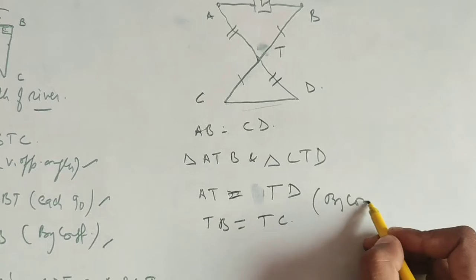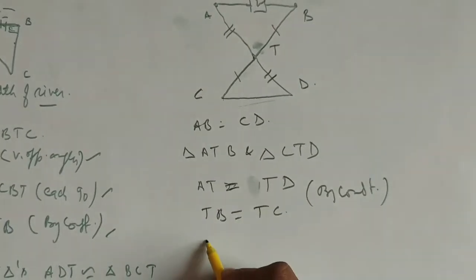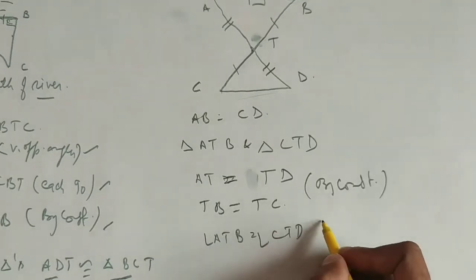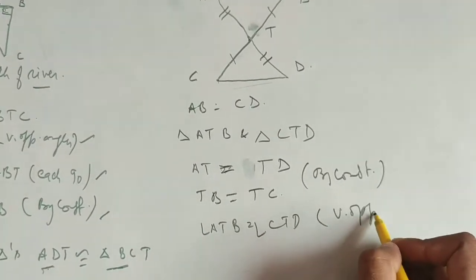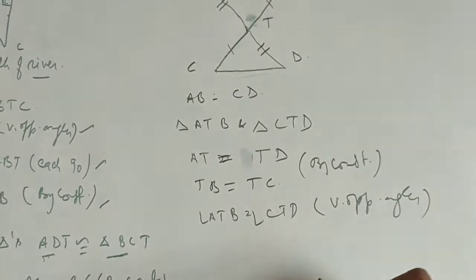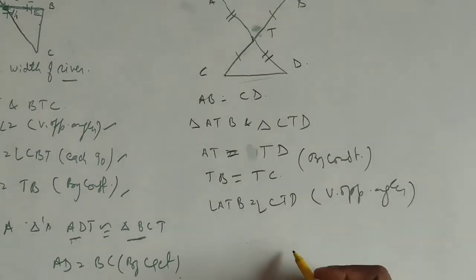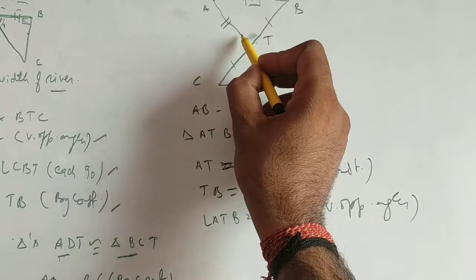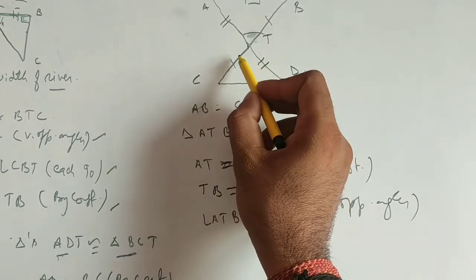This is by construction. And we also know that angle ATB will be equal to angle CTD because these are again vertically opposite angles, and vertically opposite angles are equal. So we have three things: we have used these two sides and this angle.